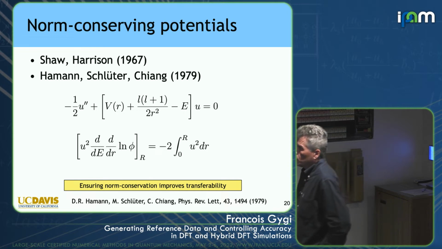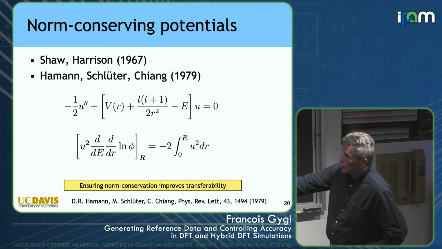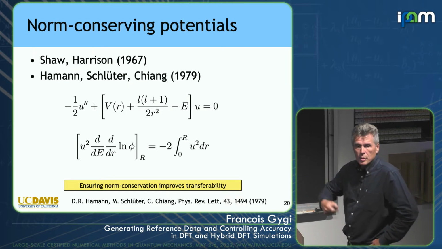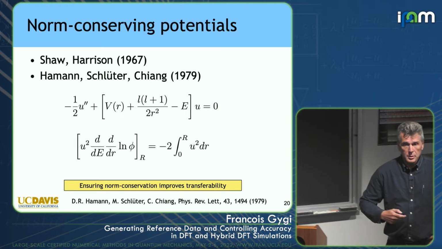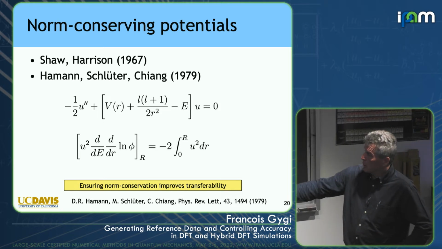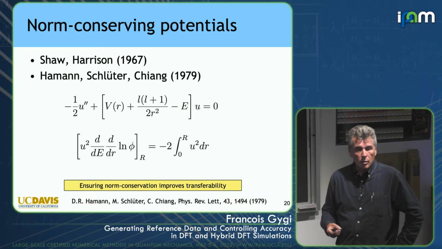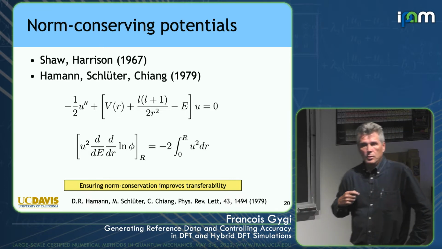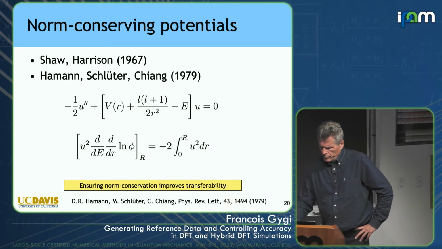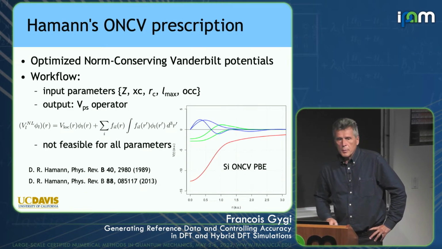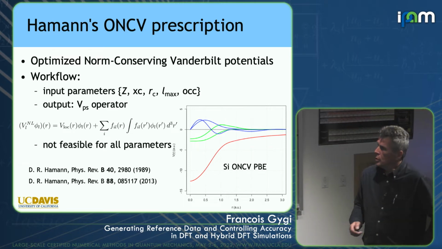So that was the concept behind norm conservation, the idea being that if you ensure norm conservation of your pseudopotential, then you have good transferability properties. And to do that, you just have to ensure that when you integrate the charge within a given radius, you get the correct value compared to the all-electron charge. So this was a first step into making pseudopotentials more transferable.